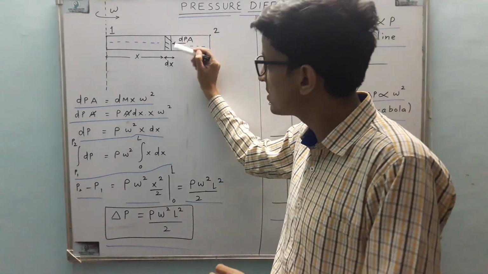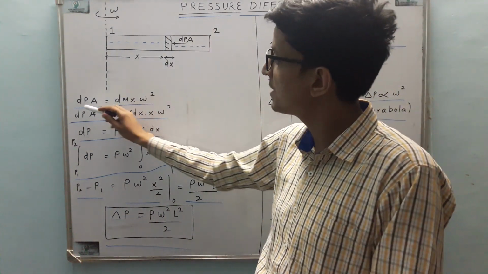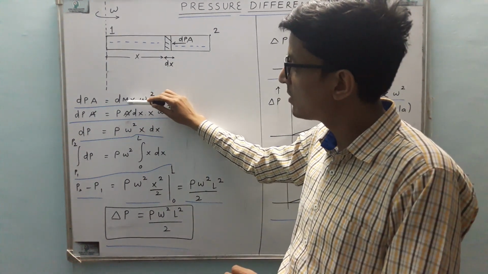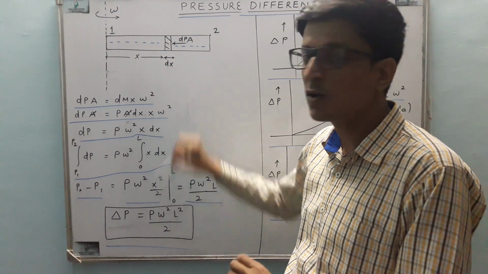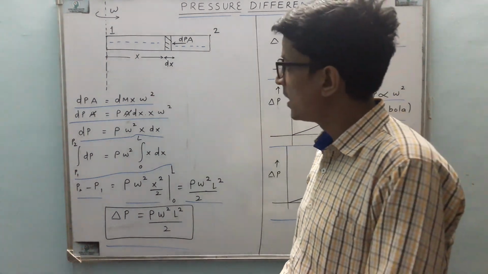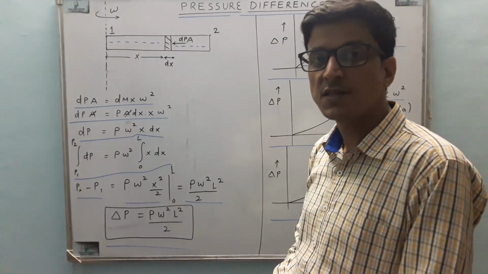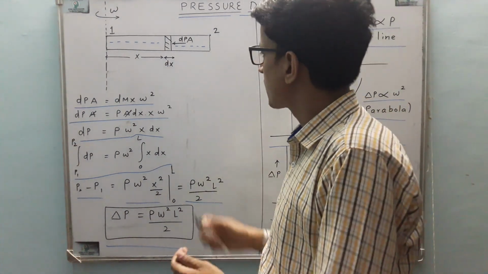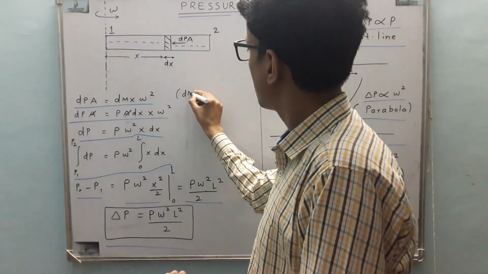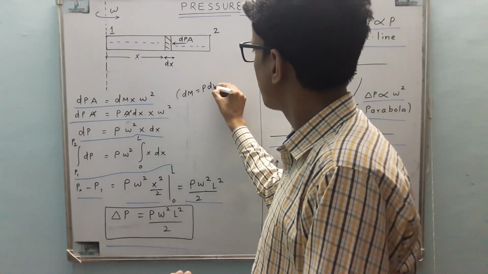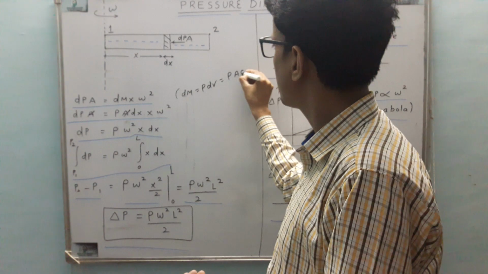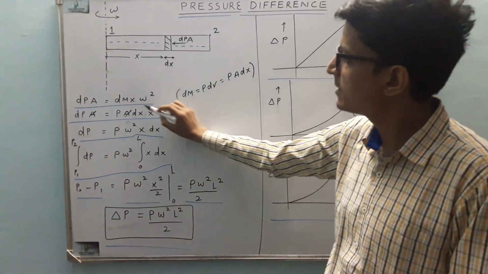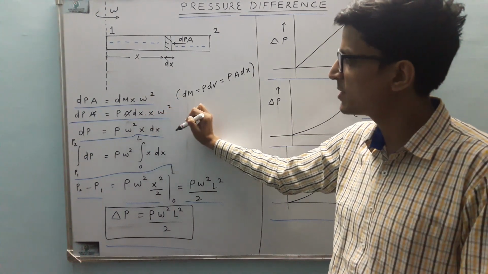Suppose dP is the pressure difference, then we have force as dP into A, and it will provide the centripetal force, so that will be equal to dm x omega square, as m r omega square is the centripetal force. Here mass is dm, radius is x, and omega is omega obviously. Now dm can be written as density into volume, and volume can be written as area into length. So using this expression we can write dP equal to rho A dx into x omega square.